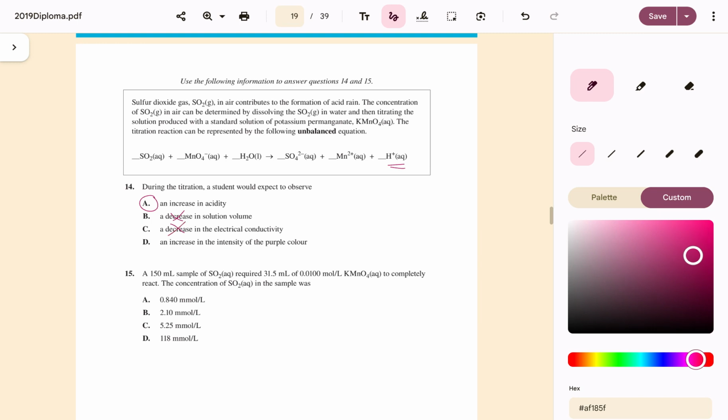And this last one about the increase in the intensity of the purple color, well, as you're titrating, that purple color would disappear. So we're not making it more purple, we are making it essentially less in that moment of titration. So it won't be that one either. If you're looking at any type of question that brings in acidity or something about being basic or pH or pOH, you need to see if hydrogen or hydroxide is being produced.